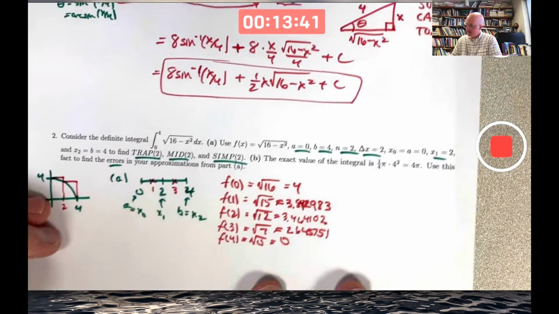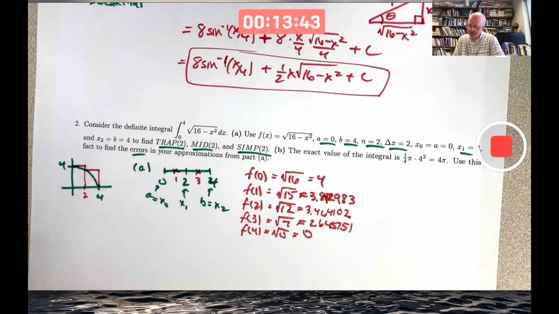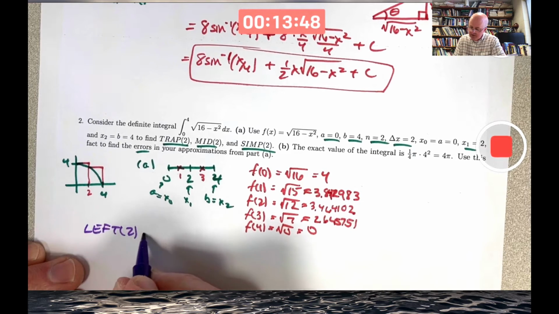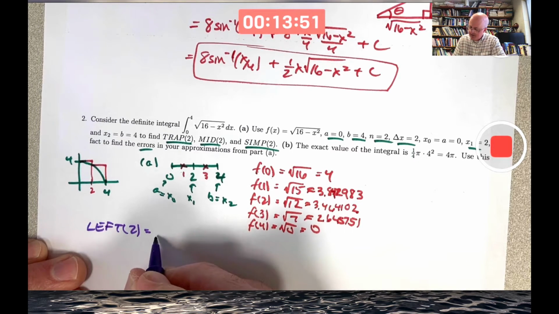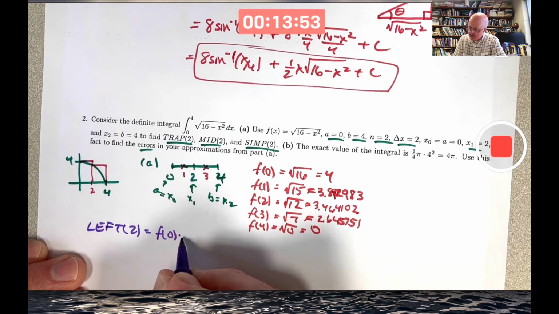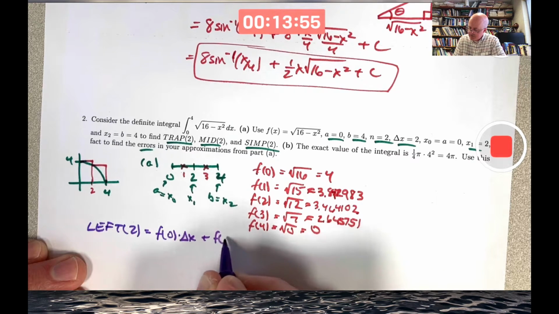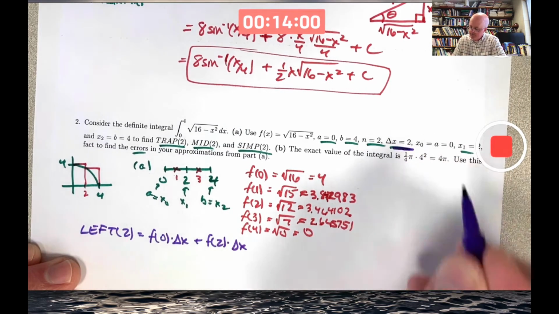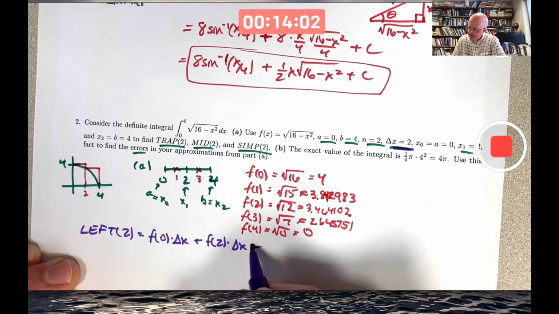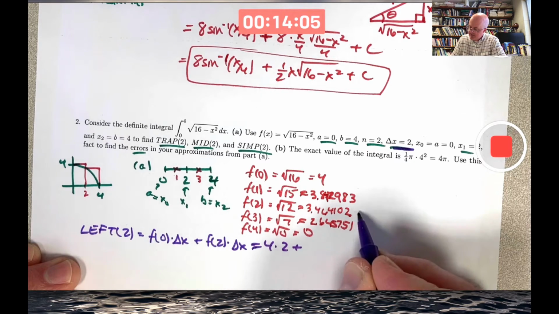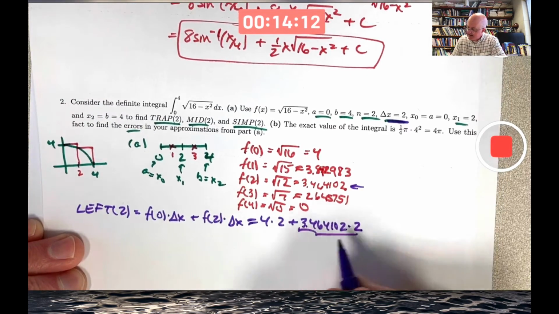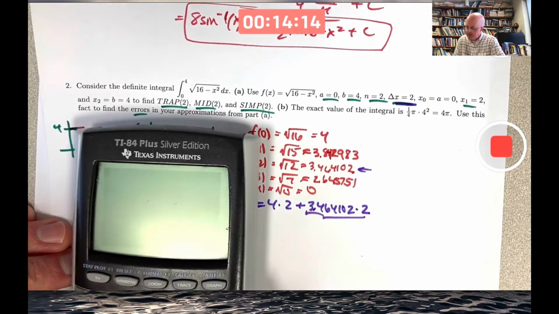Let's use these things. Let's put the work down here maybe. The left-hand rule with n equal to 2 is going to be, I'll just write it symbolically for this first one, f of 0 times delta x plus f of 2 times delta x, with delta x being 2. So this will be approximately 4 times 2 plus, using this value right there, 3.464102 times 2. Let's go ahead and write what this is because we'll need it for the right-hand sum as well.